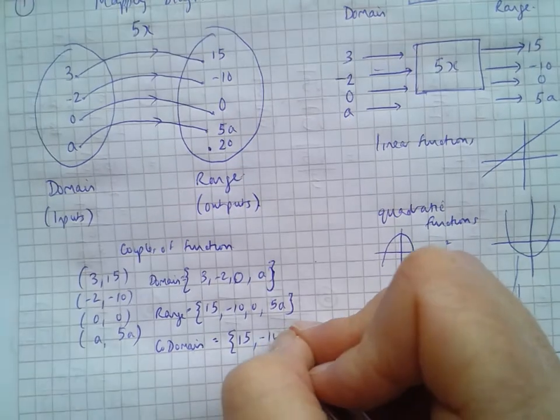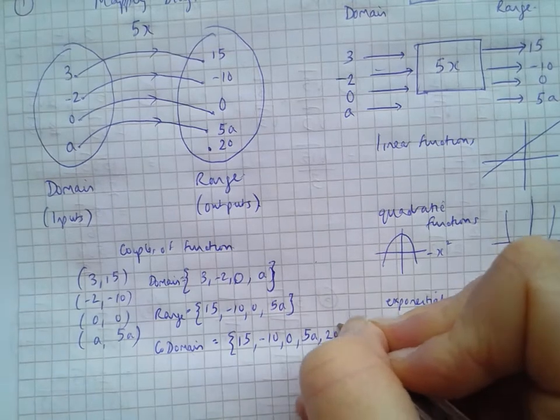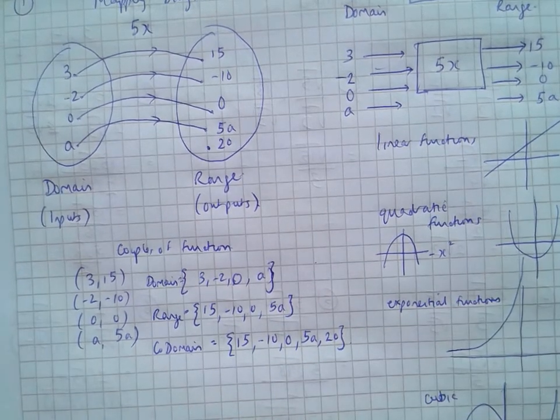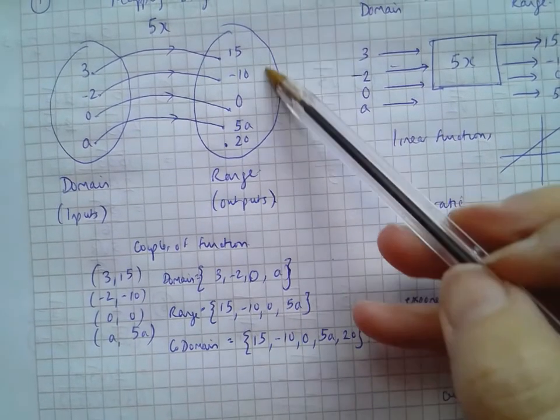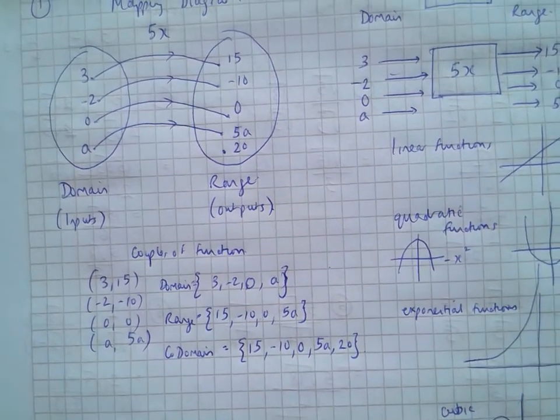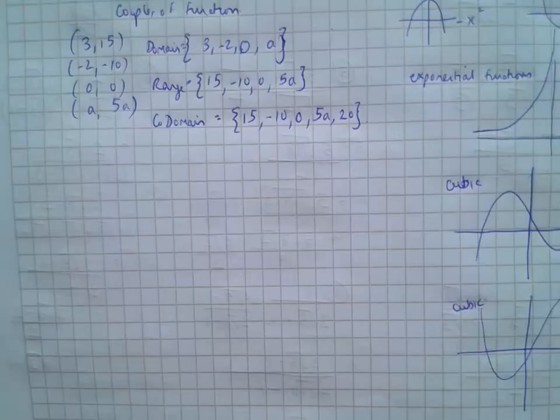So that includes all those that have arrows going to them and are in the range, but also anything else, which in this case is 20. So 20 is part of the codomain, but it's not part of the range. Okay, so that's what we have so far with functions. Let's go on to function notation.